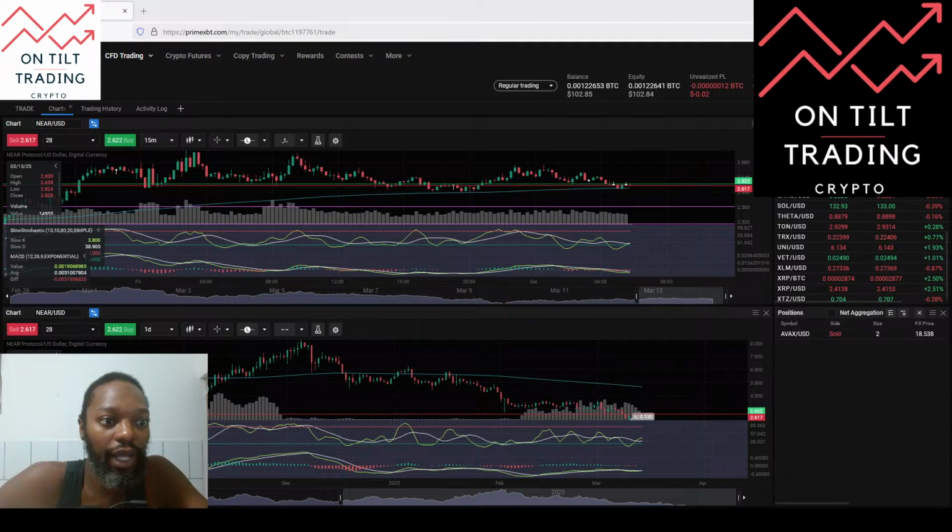But we'll keep an eye on Near to see if we break down, and if the Avalanche trade goes in my direction and begins to sell off, I may gain more confidence if this sells off below the 200 EMA and has support become resistance.